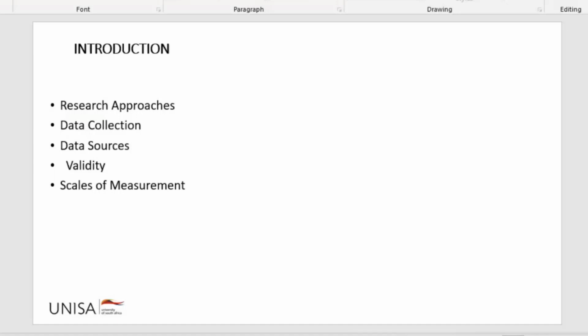Now, when you look at the approaches to research, there are three types. There are three types or three approaches that are recognized. These are the known ones. I'm not yet aware if there are other methods or other approaches other than these three. It's qualitative, it's quantitative, and it's mixed methods.